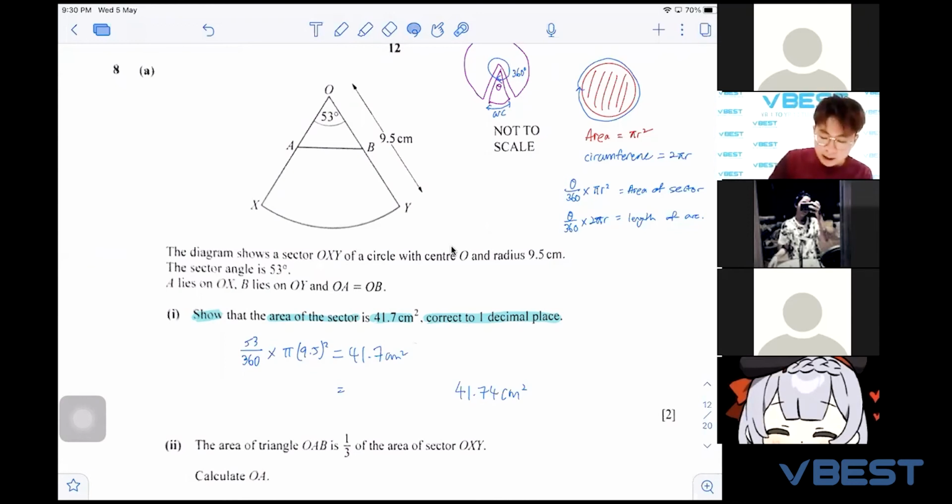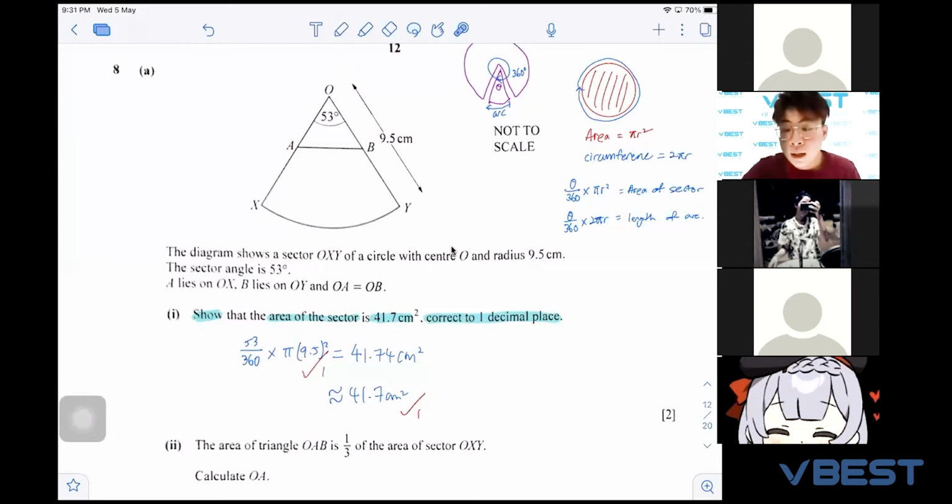You want to correct it, so you need to write the full answer first. Only then I put the curly equal sign and say I round off to 41.7. Only then will you be awarded 2 marks: 1 mark for substituting, 1 mark for rounding off.